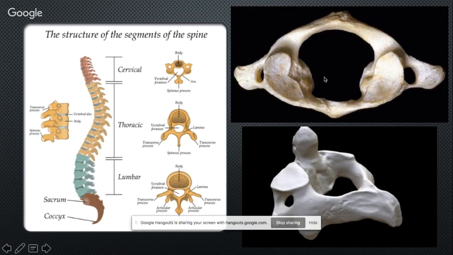These first 2 right here, this is the atlas, which is C1, and the axis, which is C2, or cervical vertebrae 2. Right here, the odontoid process, or the dens, and then the bifid spinous process. And you'll notice since these are cervical vertebrae, they both have the transverse processes here. The atlas is pretty easy to recognize, doesn't have as many structures as maybe this one does, so it's pretty easy to distinguish between those two.